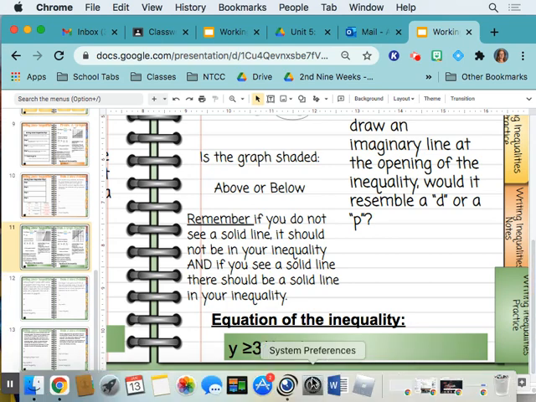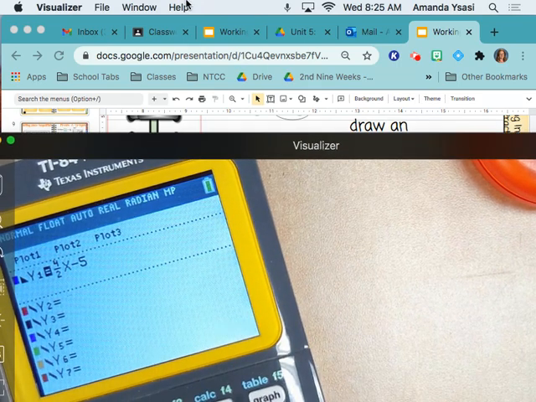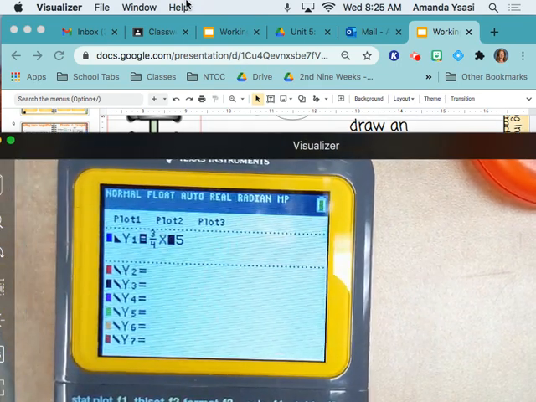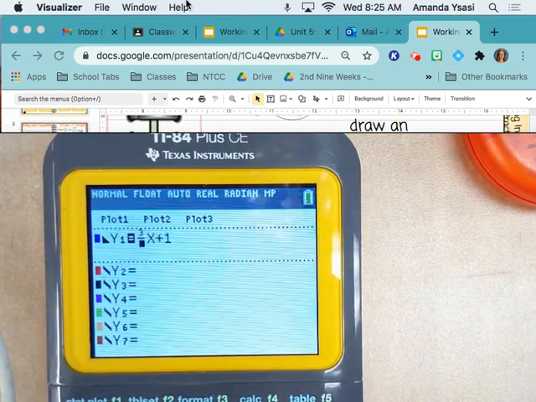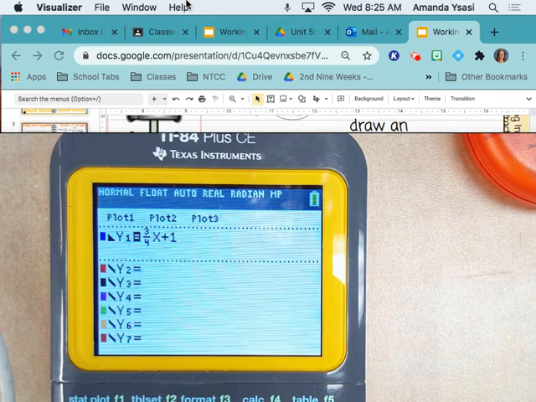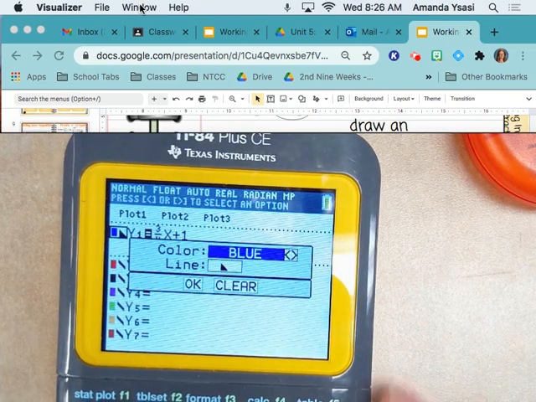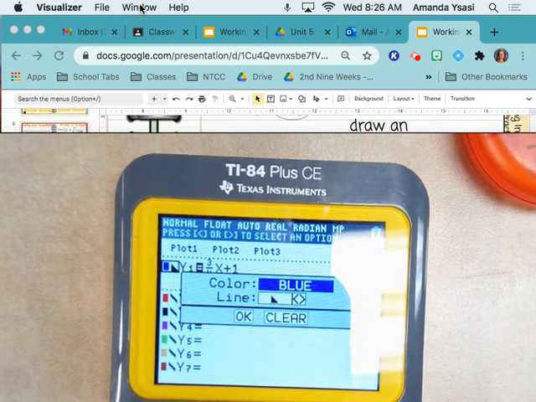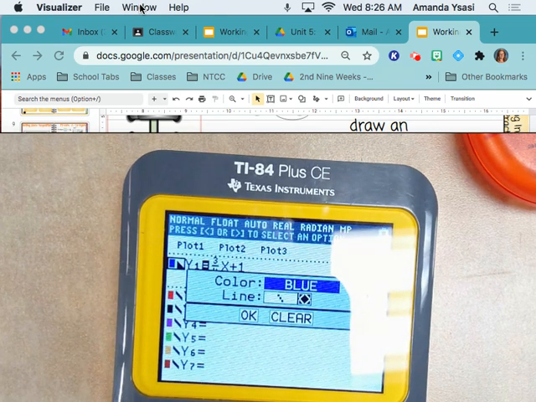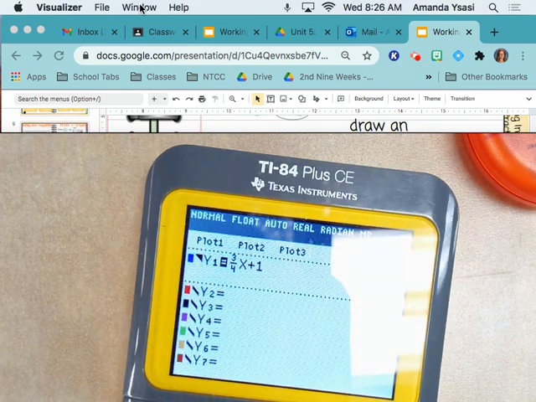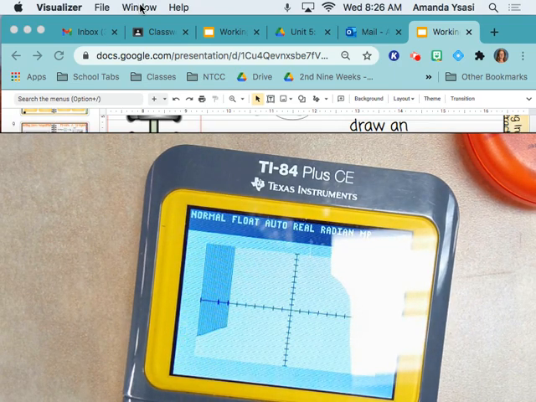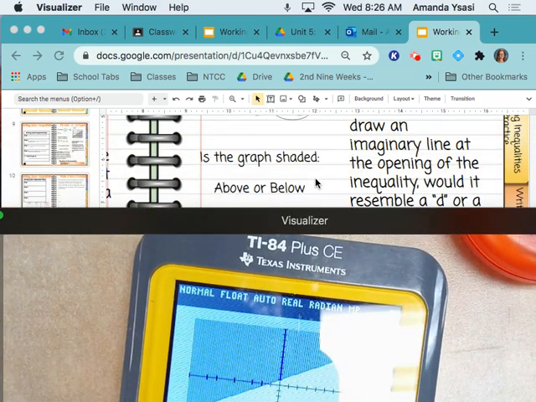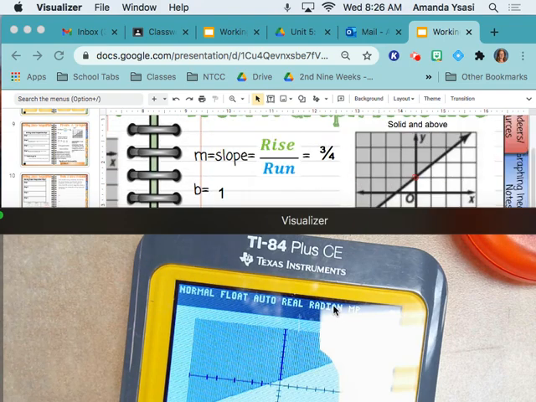So I'm going to pull my calculator up. So it's 3/4 x plus 1. And then we need to change the shading. So the shading is going to be above. So we are going to cycle through all of these options until we get to the right triangle that's in the upper right-hand corner. Push OK. And you can shade different colors if you want. Then you can look and see if this is the same graph. So looks like the same graph to me.